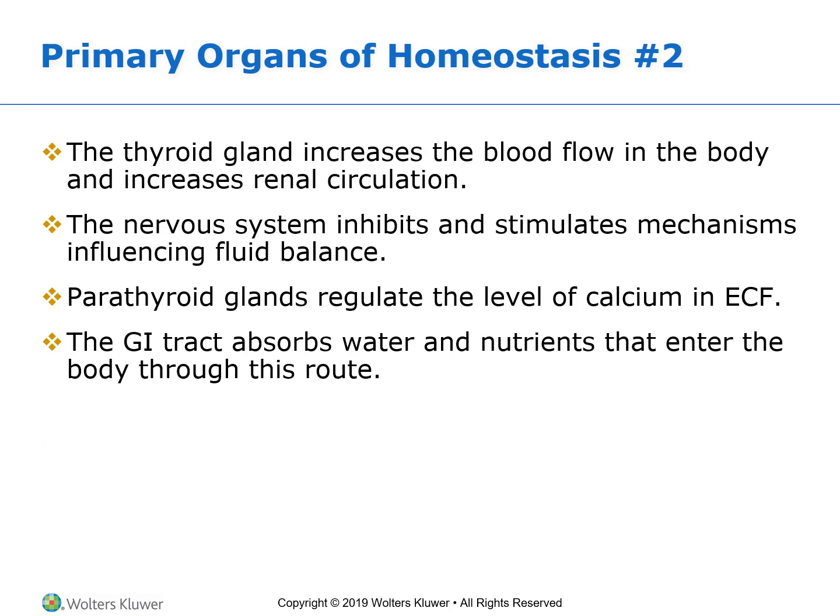The thyroid gland, that helps increase blood flow in the body by releasing something called thyroxine, and this causes an increase in kidney circulation and also an increased glomerular filtration and urinary output.